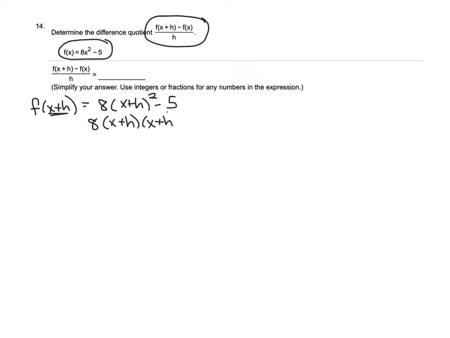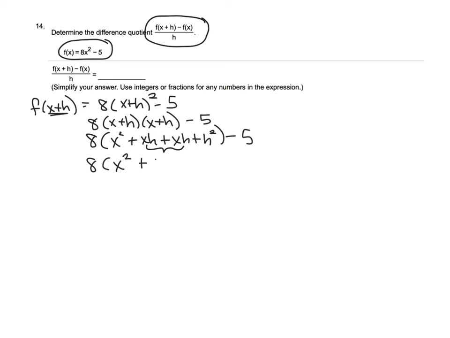So we have x plus h squared. We need to FOIL this out. That's first, outer, inner, and last. The only thing that really can be combined right here is xh. That gives you 2xh. Right? And then one more step.